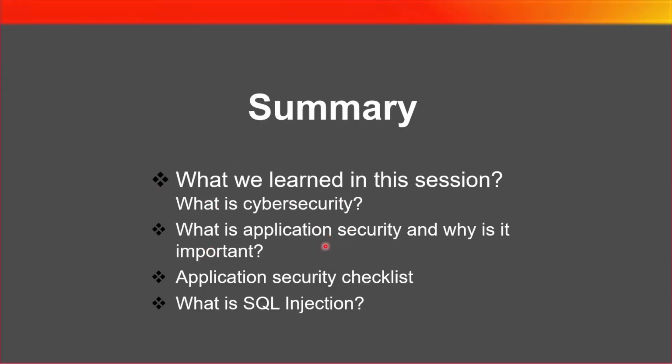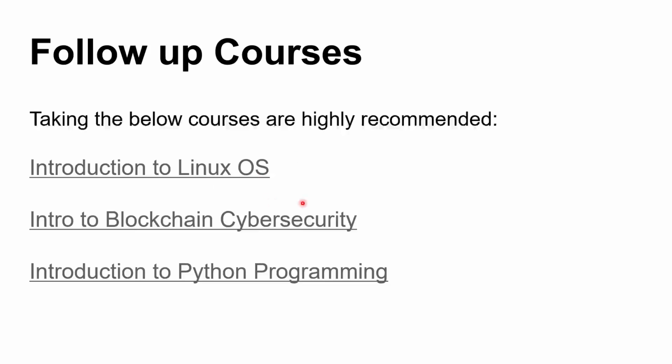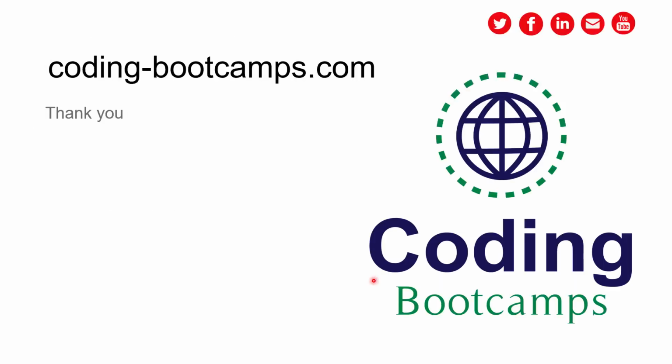So in this session, we learned again about cybersecurity. We learned about application security and why it's important, the application security checklist, and SQL injection. In our follow-up session, we're going to discuss network security, types of network security, and network security jobs. Again, for our follow-on courses, take a look at these: the Linux operating system, blockchain cybersecurity, and Python programming.